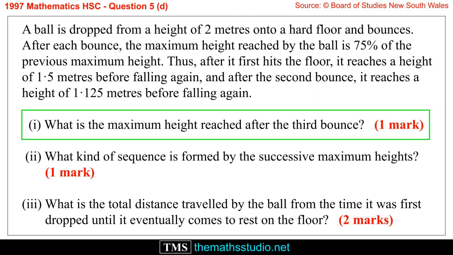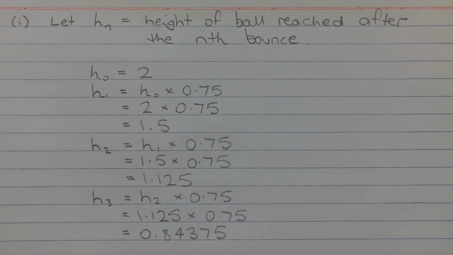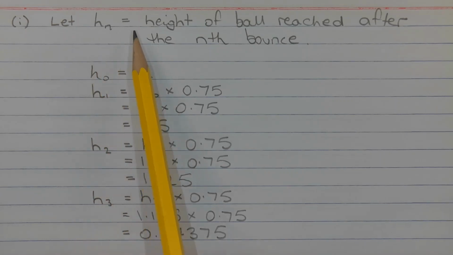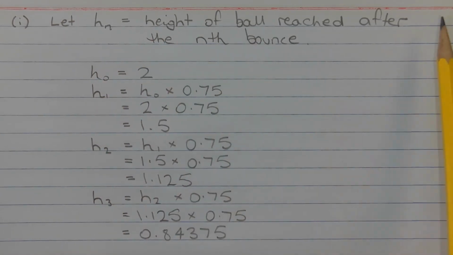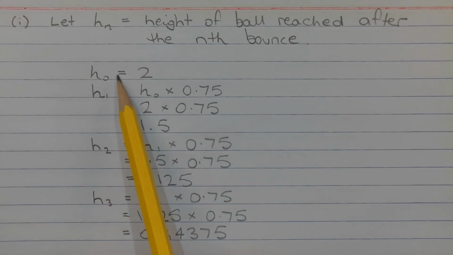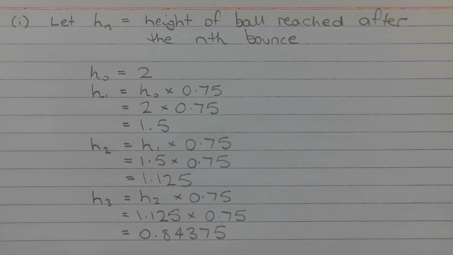Part 1. What is the maximum height reached after the third bounce? We can model this situation using a recurrence relation. So that's applying the same operation to a previous result to get the current result. So let Hn equal the maximum height of the ball reached after the nth bounce. So before the ball bounces, initially h0 is equal to 2 meters above the ground.